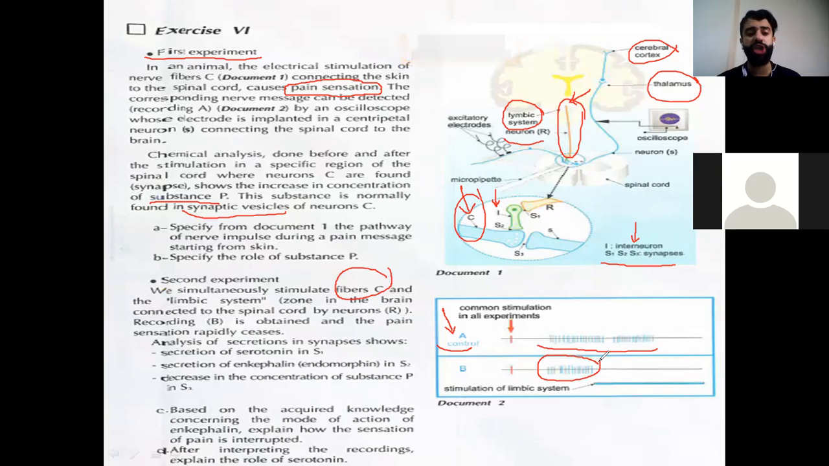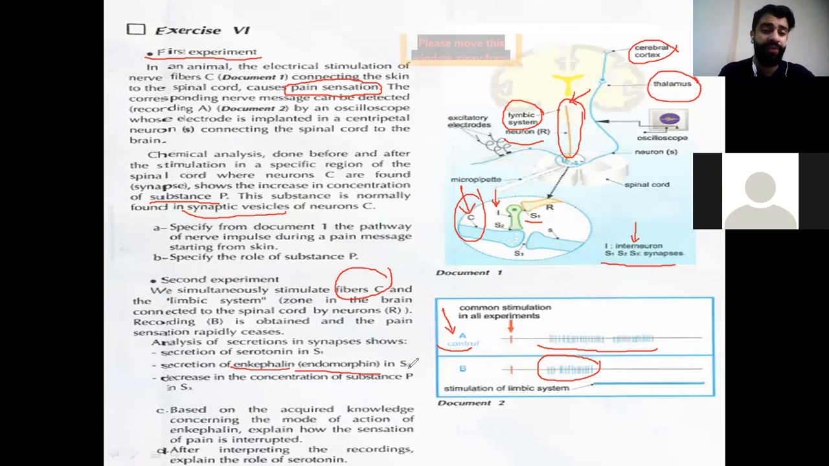Here, analysis of secretions in synapses. In the synapses S1, S2, and S3, it shows that we have secretion of serotonin in S1. So in S1, we have secretion of serotonin. In S2, we have secretion of enkephalin, endomorphin. So enkephalin, as we already know, is analgesic. It decreases the feeling of pain by partial inhibition of the exocytosis of the P substance.